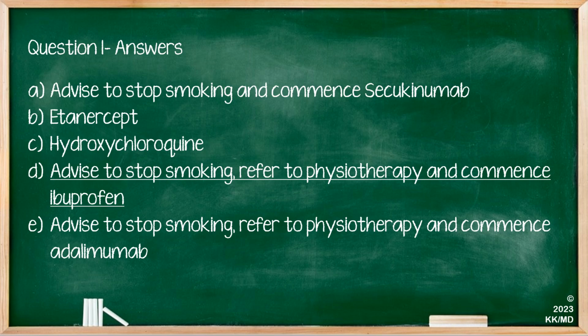The other answers are incorrect. If we just go through all of them, option A advises the patient to stop smoking, but goes immediately to starting secukinumab. And as far as we know, the patient hasn't actually tried any drugs yet, so we need to start him on some non-steroidals first, provided there are no contraindications.